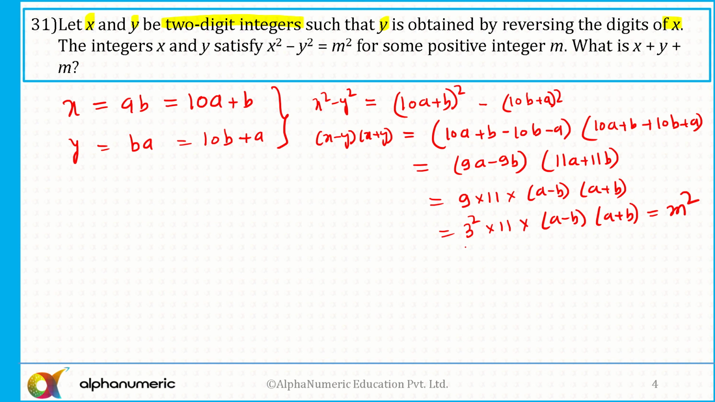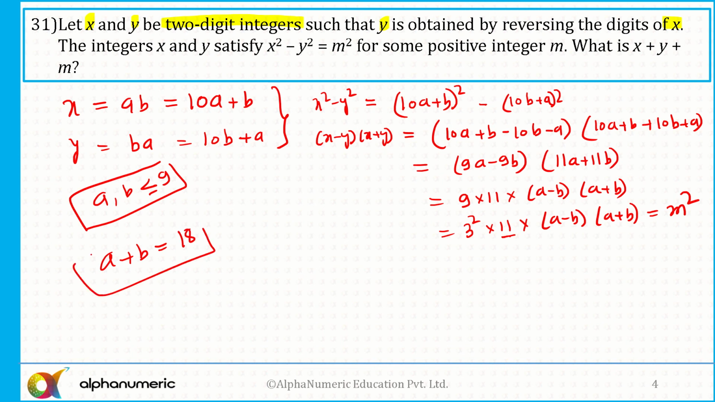So now you can see the left hand side has one 11, so I need one more 11. And remember, both a and b are single digit numbers, less than or equal to 9. So the maximum possible value of a plus b is 18. Out of a minus b or a plus b, one of them must be a multiple of 11, but a minus b can't be, because the difference of two single digit numbers cannot be 11. So a plus b is definitely equal to 11.